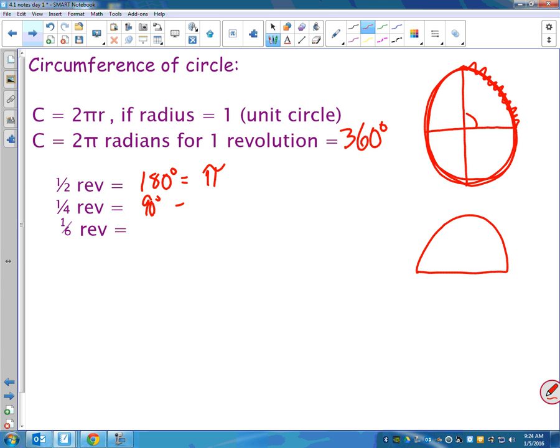So what would that be in radians? What would 1/4 of 2 pi be? Pi over 2, or pi halves. Some people like to say 1/2 pi. I don't say 1/2 pi. I say pi over 2.